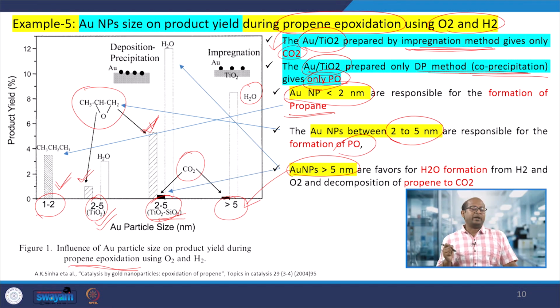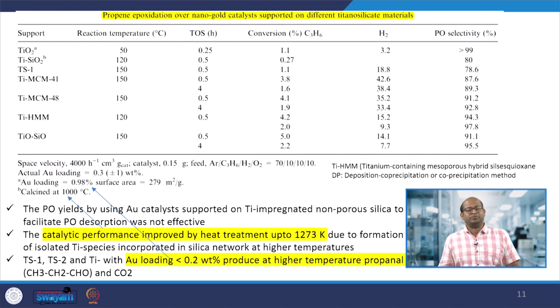So if you want to get propylene oxide, then the method of preparation is important. At the same time, a particle size within the 2 to 5 nanometer range is very crucial to prepare the catalyst or disperse the gold nanoparticles upon the surface. As a result, we can get a good yield of the desired product. So that is very crucial.